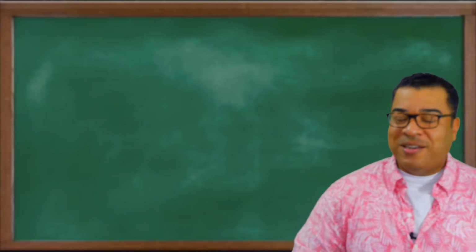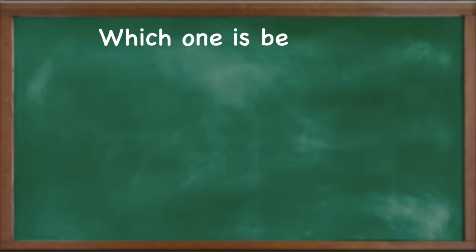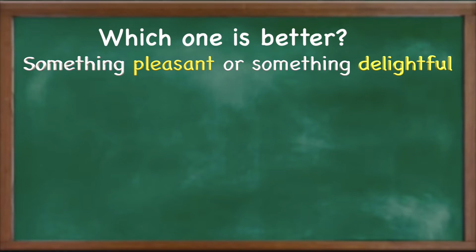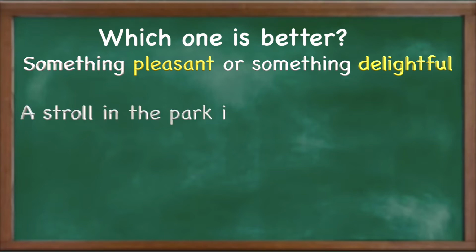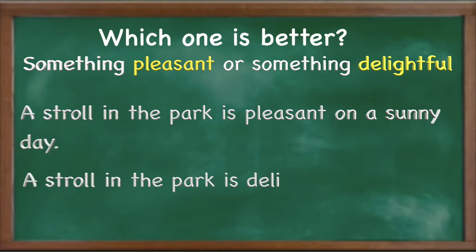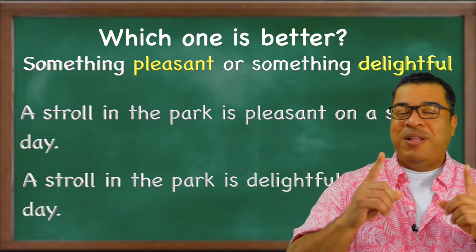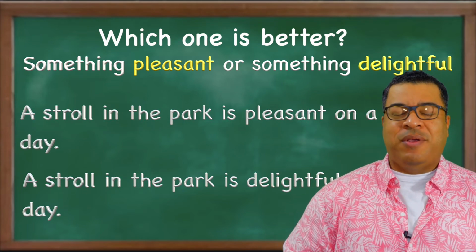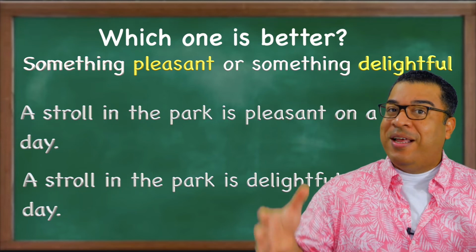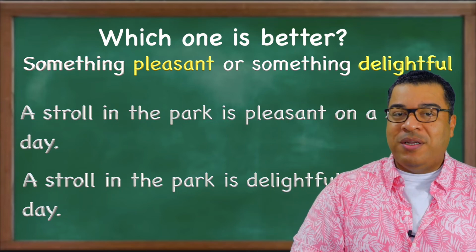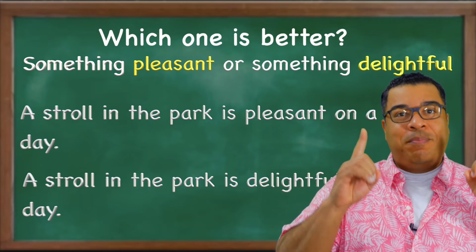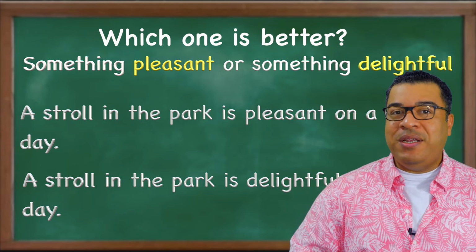All right, let's take a look at another one. Which one is better? Something pleasant or something delightful? For example, a stroll in a park is pleasant on a sunny day, or a stroll in the park is delightful on a sunny day. Now, one thing here, I had a student last year ask me, Alex, what is a stroll in a park? This is a great grammar point that kind of fits in with shades of meaning. So a stroll in a park, a walk in a park, it's the same thing. But the shade of meaning is a little different.